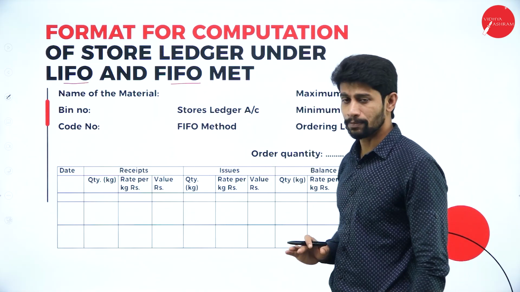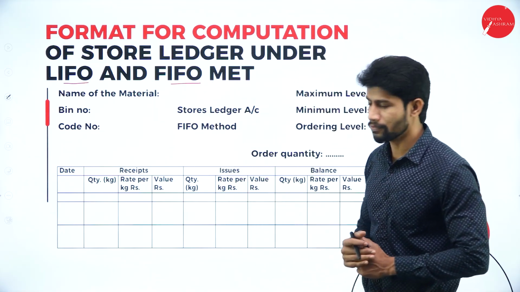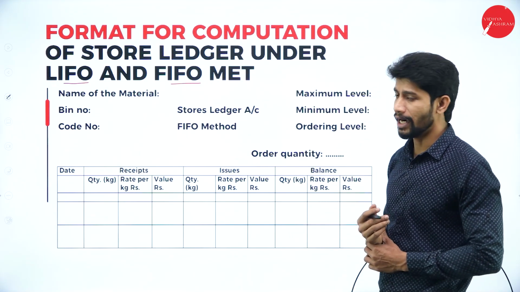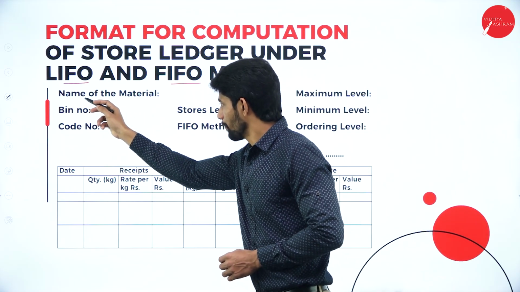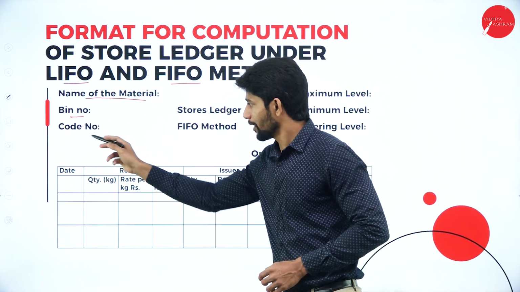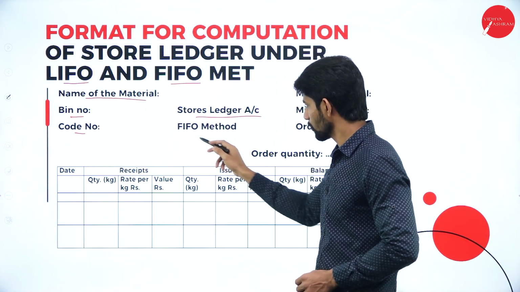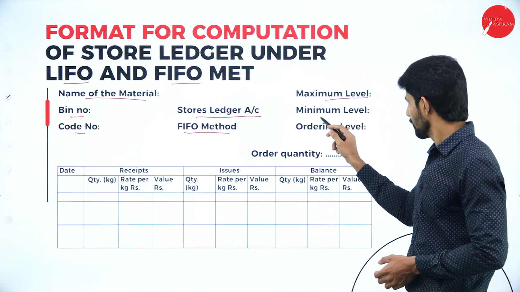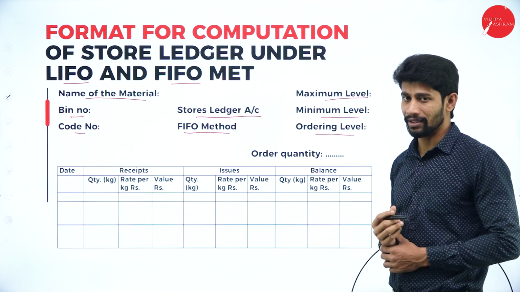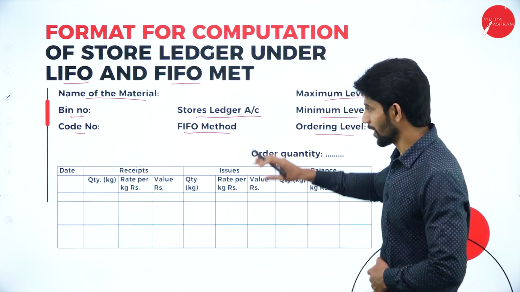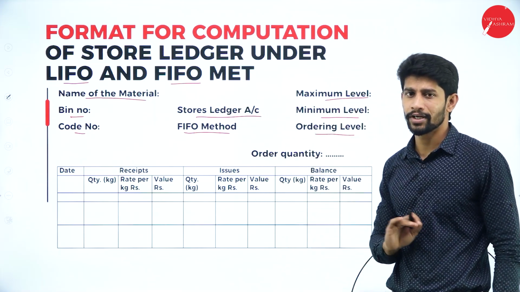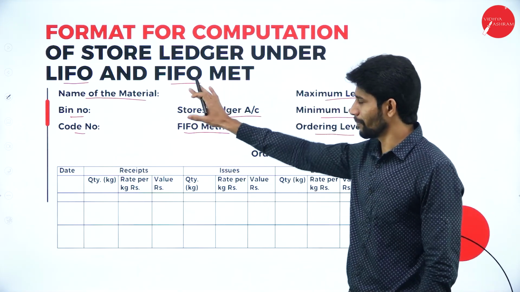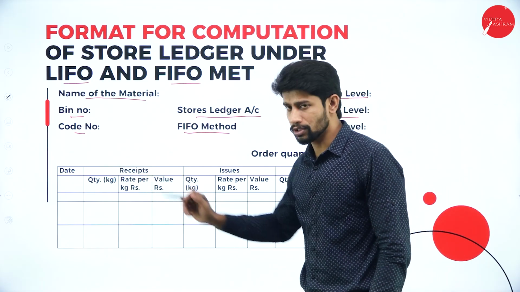To maintain the store ledger, this is the format we are supposed to follow. The format for computation of the store ledger under LIFO and FIFO method: name of material, bin number, code number, store ledger account, and whether we are preparing with the FIFO method or LIFO method, that you are supposed to mention. Maximum level, minimum level and ordering level also we are supposed to write down. But in the exam, they are not going to give the maximum level, minimum level and all. They will just ask you to prepare the store ledger under the FIFO method or LIFO method. But this format we are supposed to write.